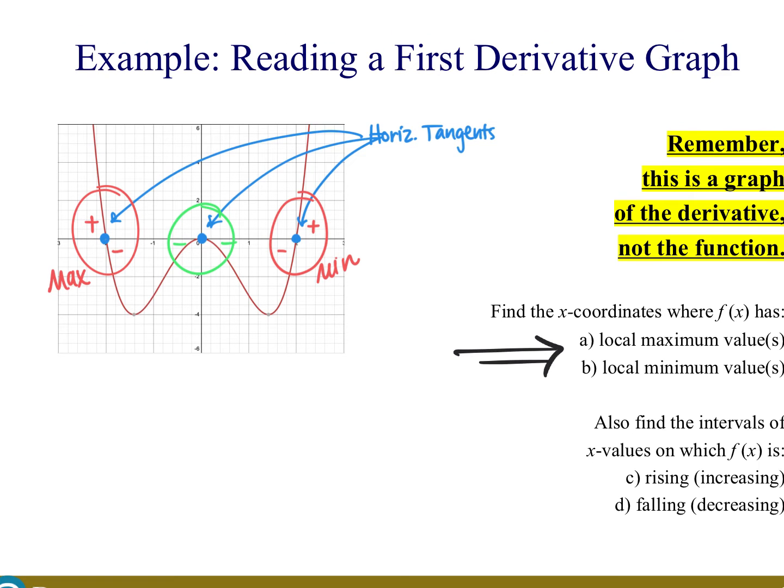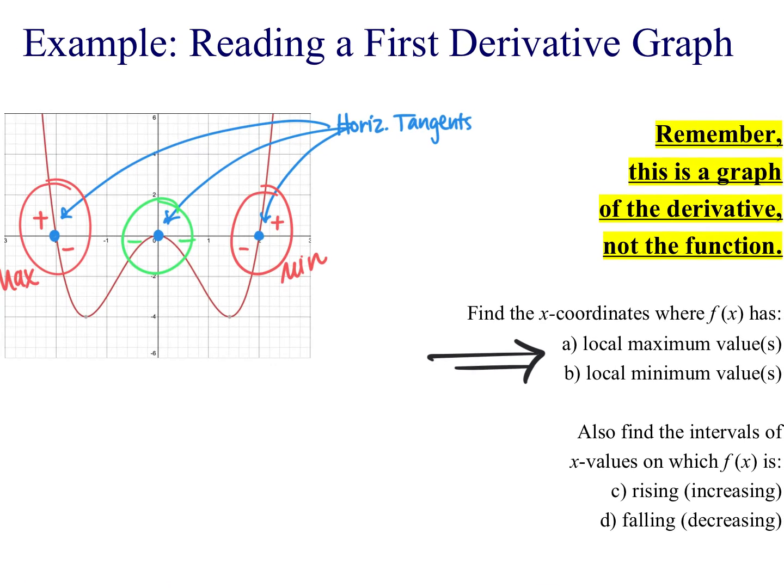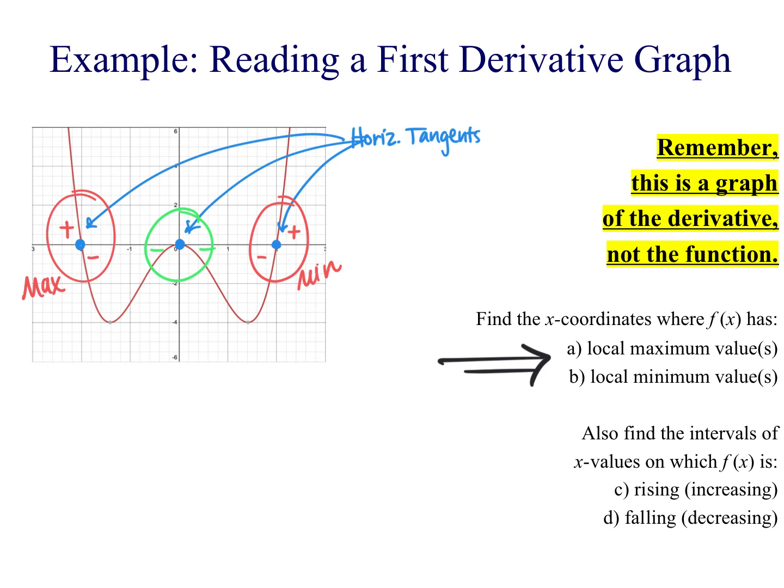Find the x coordinates where there is a max or a min. We just did that. All right, so then let's look at the bottom set of questions. Also, find the intervals on which the function is rising or increasing, going up, or falling or decreasing, going down, okay? And so that's going to be happening between all of the horizontal tangents. Okay, between all the horizontal tangents, what do I have? So sometimes it's helpful to set it up like this, if you'd like. Between all of the horizontal tangents, and then just make some pluses and minuses to help you out.